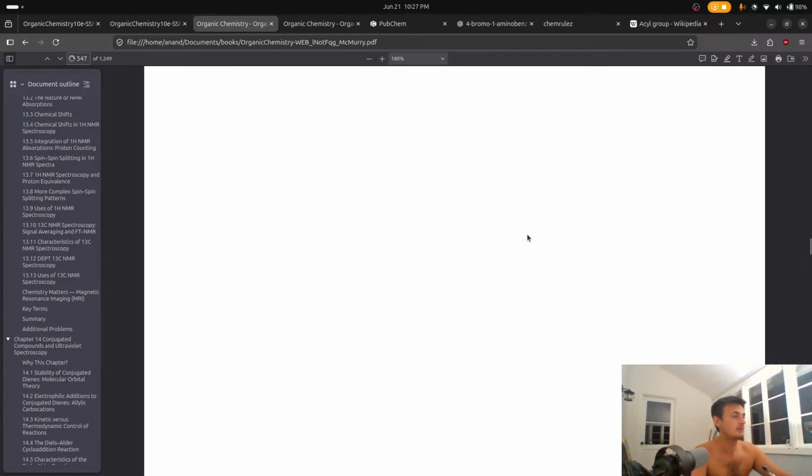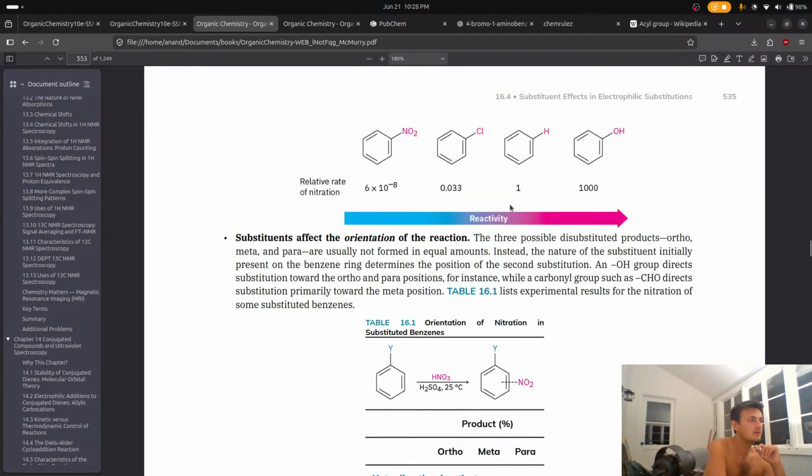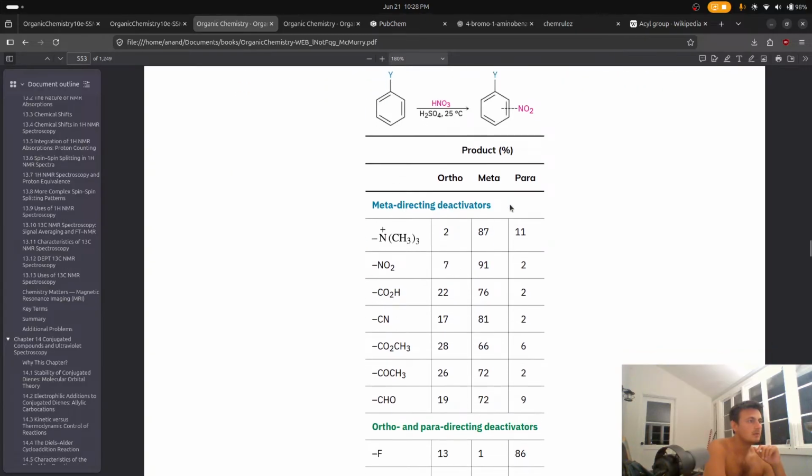B is bromination of nitrobenzene. So nitrobenzene is a meta director, which means the bromine is going to go right here. So it's going to be the meta nitrobromobenzene.